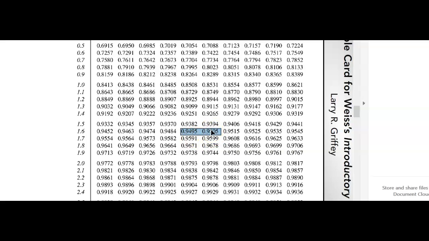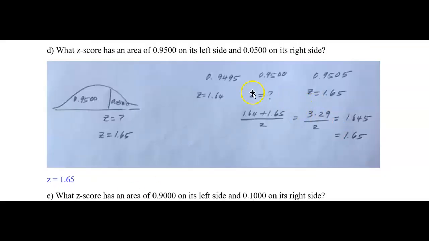We know our calculation will end up being 1.65, but let's verify it. The z-score in the middle has to be between these two, so add the two of them and divide by 2. You get 1.645 exactly, but we round z-scores to 2 places, so it turns out to be 1.65 as an estimate.